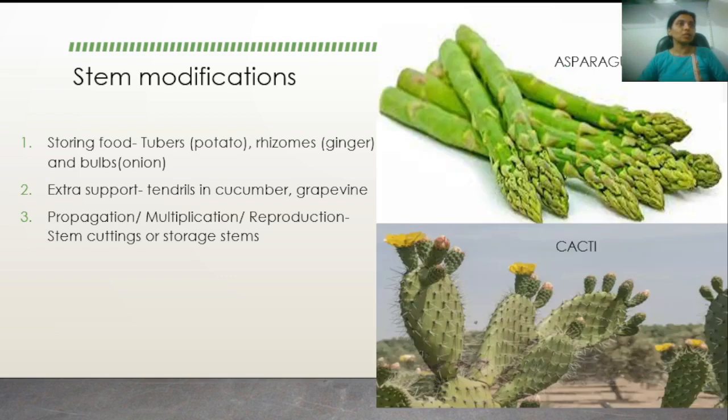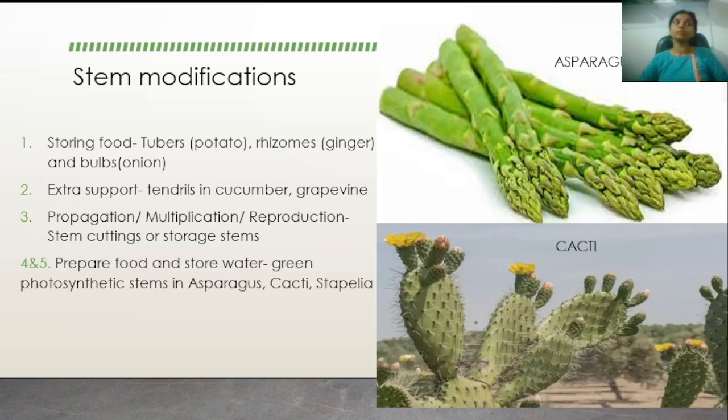Now let's take a look at the modification of the stem, where the stem stores food. So this vegetable called asparagus is not very common here in India, but it is a kind of photosynthetic stem which stores food, and in many parts of the world people use this as a vegetable. And the stem is also modified to store food in plants such as the cacti and the Stapelia, about the picture of which you will see next.